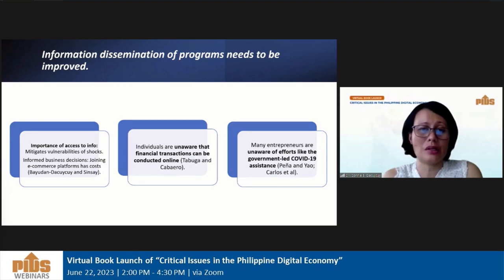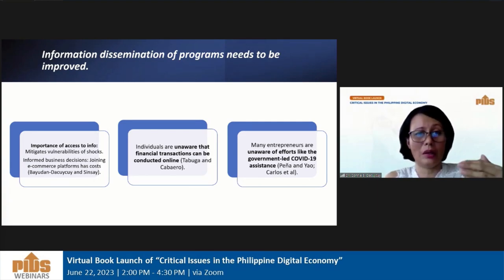we note that the dissemination of programs and initiatives is lacking. Information to access financing and other support programs is important. And it's important because, for example, enterprises are vulnerable to shocks, and information can help them adjust. Joining an e-commerce platform has costs that reduce the profitability and sustainability of small businesses in online marketplaces. And information on training and funding support is crucial. So the findings in some of the chapters in the book are flashed on the screen, essentially articulating the lack of awareness of most stakeholders of efforts of the government.